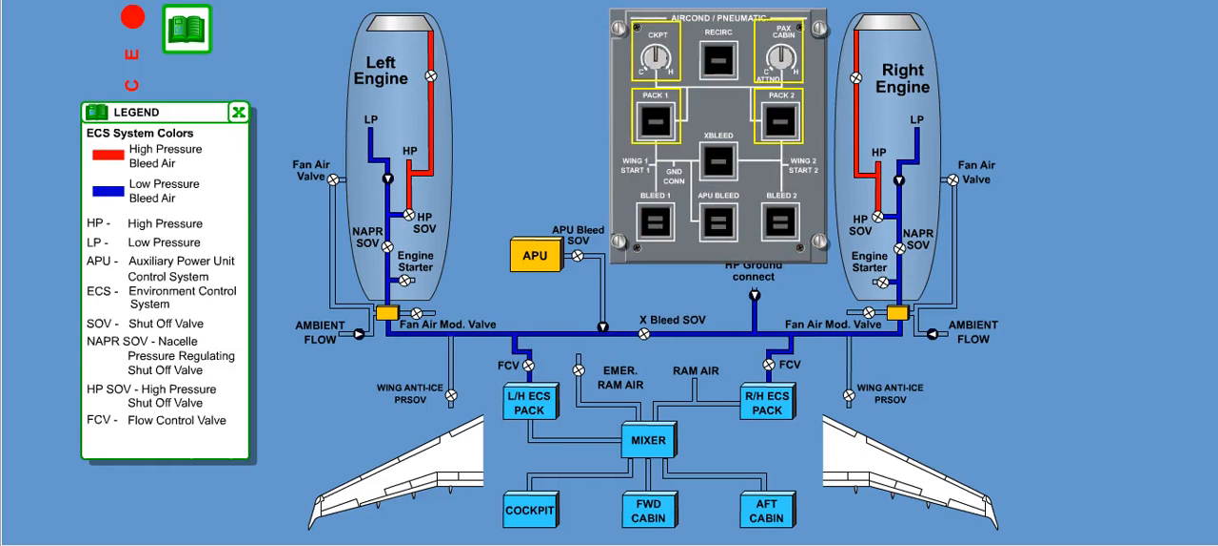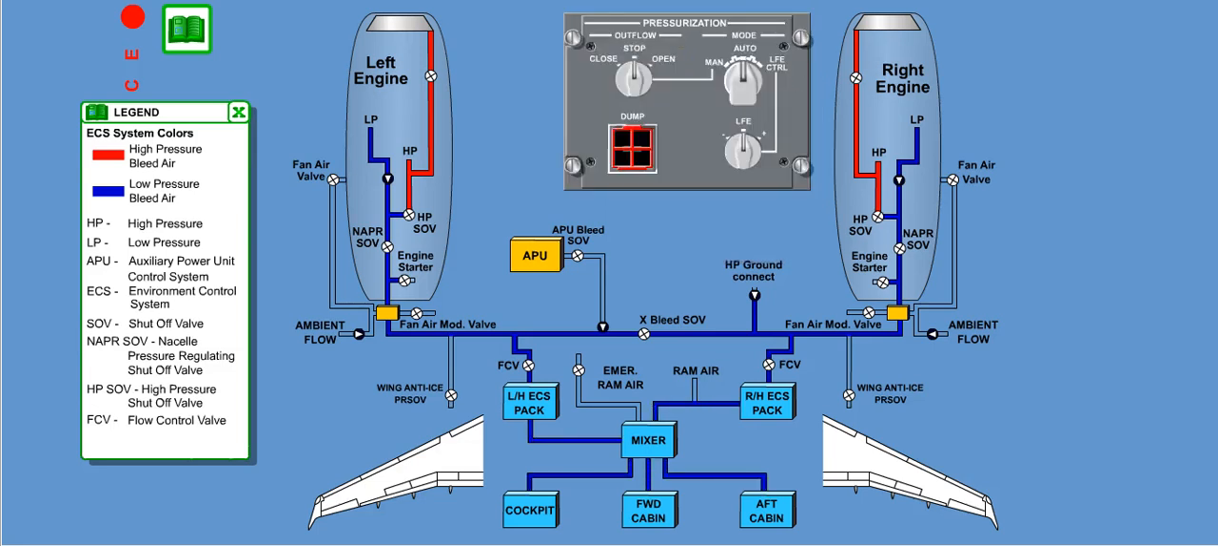The temperature control system, which regulates the outlet airflow temperature from the ECS packs for cockpit and cabin heating. And the pressurization control system, providing automatic or manual cabin pressure control.